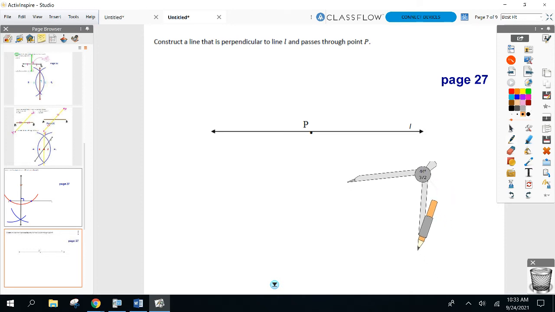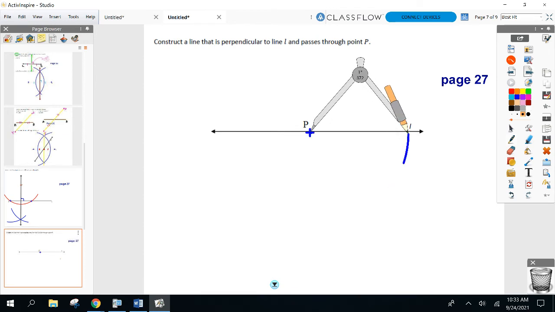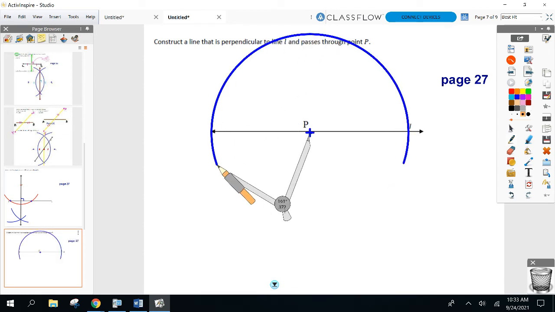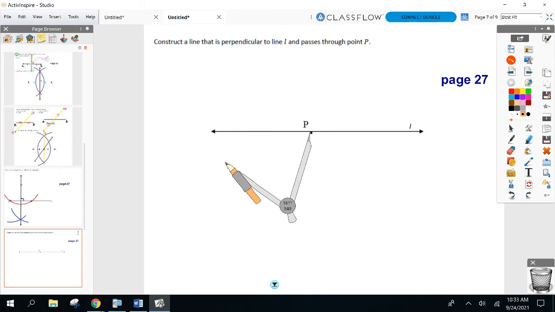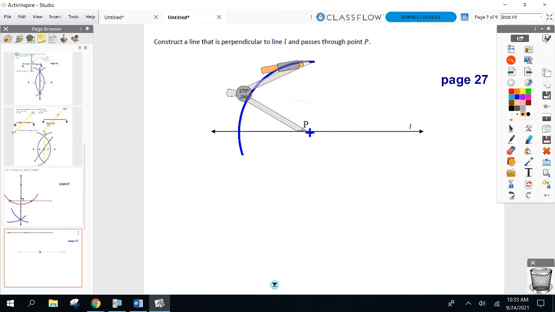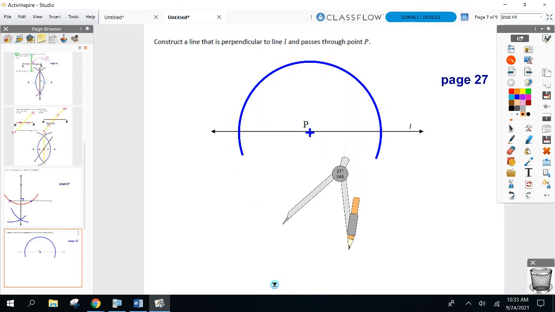Ready? Compass point on P. How many places do I need to intersect? 2, but now you can go above or below. Your choice. Doesn't matter. Just make sure your first arc intersects the line in 2 spots. I got to shorten that up. There we go.